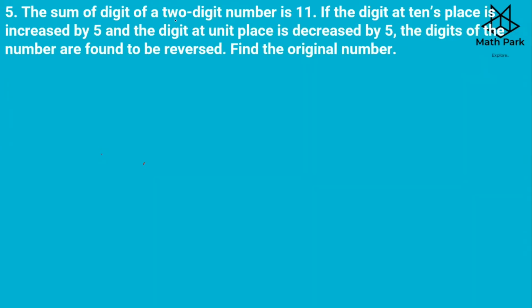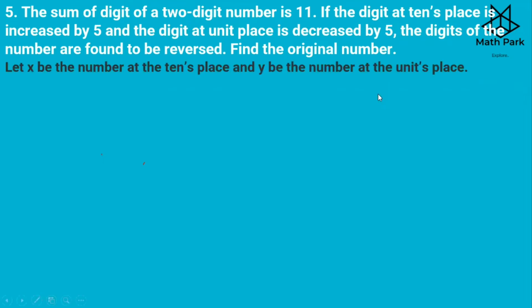Right? The sum of the digits of a 2-digit number is 11. So let us take the units digit to be y and the tens digit to be x, and we write it over here as units and tens. So the units place is y and the tens place digit is x, and it says that the sum of the digits is 11. So we get x plus y is equal to 11 as our equation number 1.